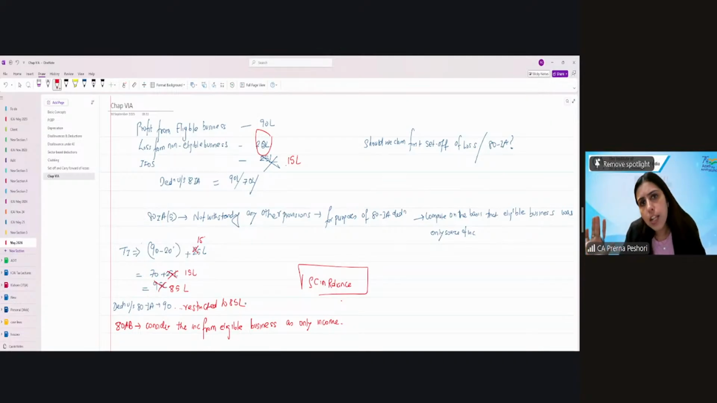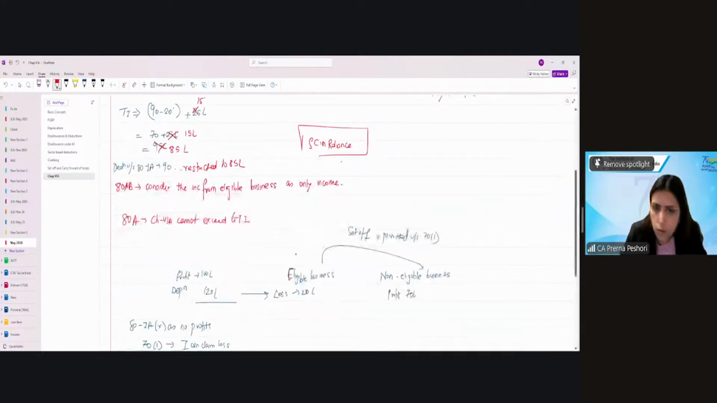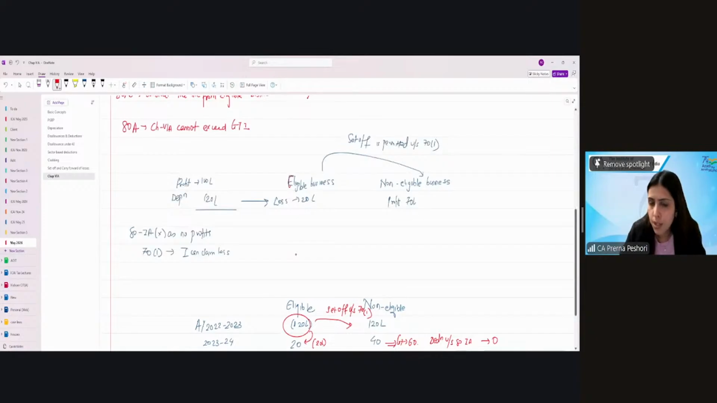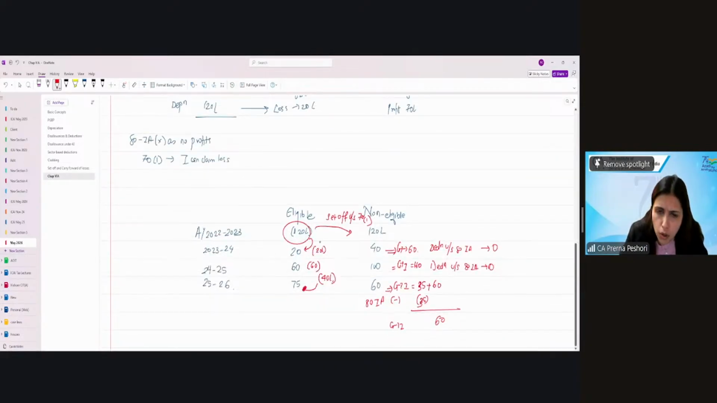So loss from non-eligible business, I can set off from profit from eligible business. Loss from eligible business, I can set off from the profit of non-eligible business. Intra set off has no restriction on that. So if I have a loss from eligible business and I am setting it off against non-eligible business, fine, there is no income in this year. But in the next year, when I have profits from the eligible business, I will again apply ATIA 5.